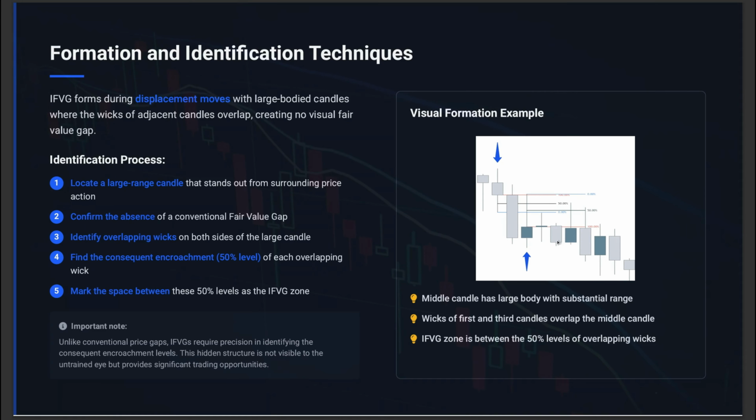Now here I have an example. I basically marked up the same example, but I changed the levels to make them a little easier to identify. Why? Because the 50% areas are what you want. The middle candle has a large body with substantial range. Wicks of the first and third candles overlap the middle candle. So this wick here and this wick here clearly overlap. And then the implied fair value gap zone is between the 50% levels of the overlapping wicks, which are these levels right here. It's really simple, guys.